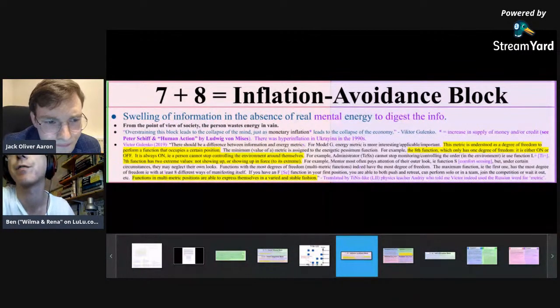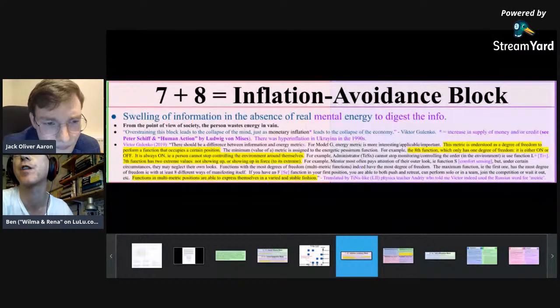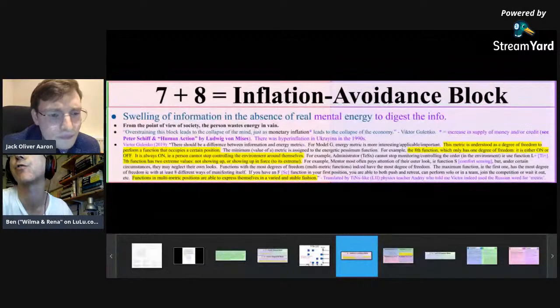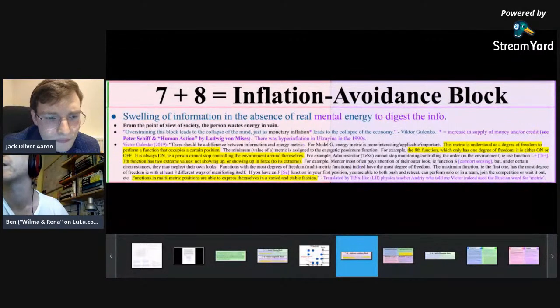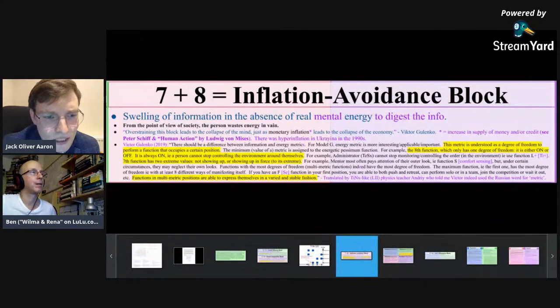Functions with the most degrees of freedom, multimetric functions, indeed have the most degrees of freedom. The maximum function, i.e. the first one, has the most degrees of freedom, with at least 8 different ways of manifesting itself. If you have an SE function in your first position, you are able to both push and retreat, can perform solo or in a team, join the competition or wait it out. So functions in multimetric positions are able to express themselves in varied and stable fashion. So already looking at that, I don't see how that is at all different from strong and weak.